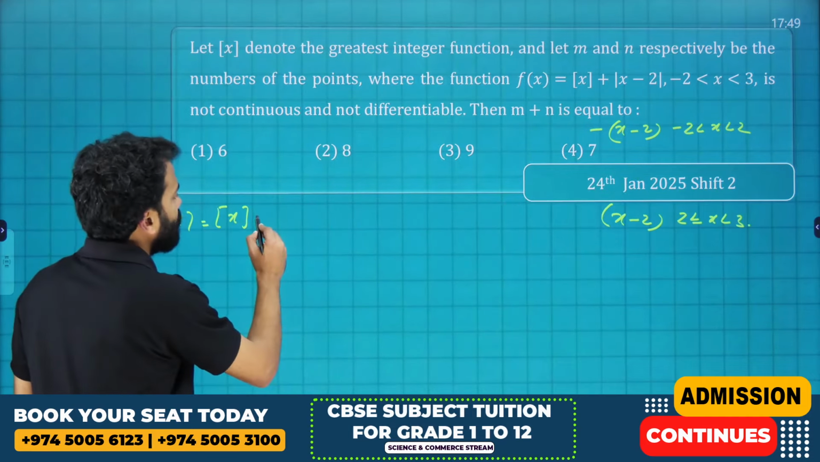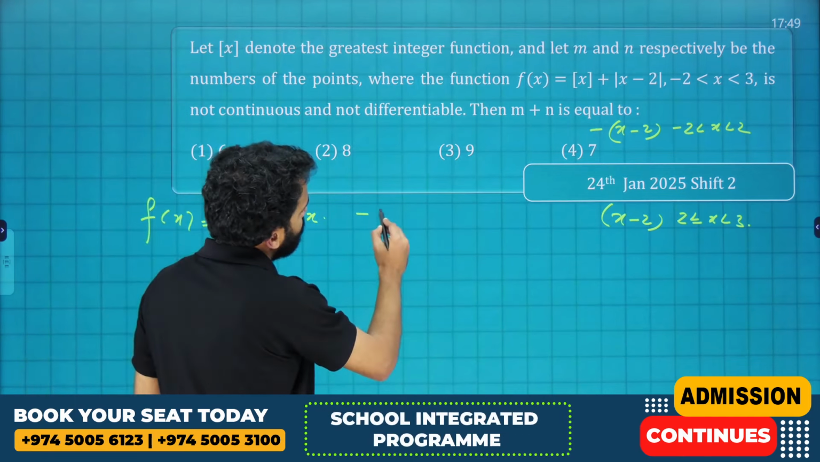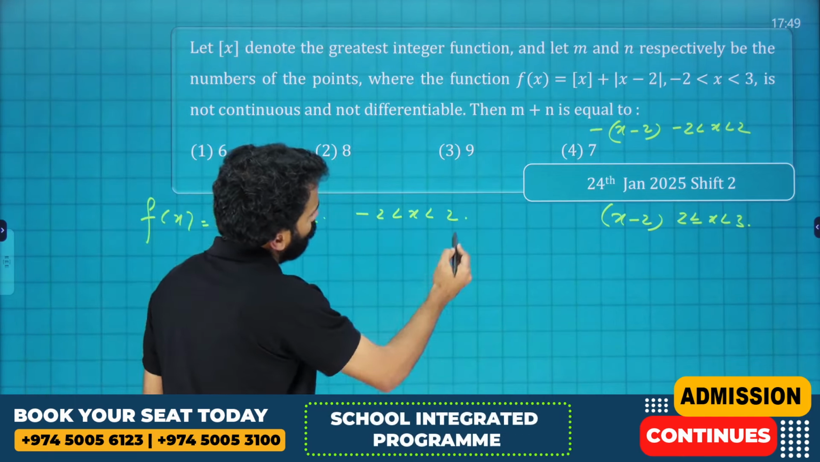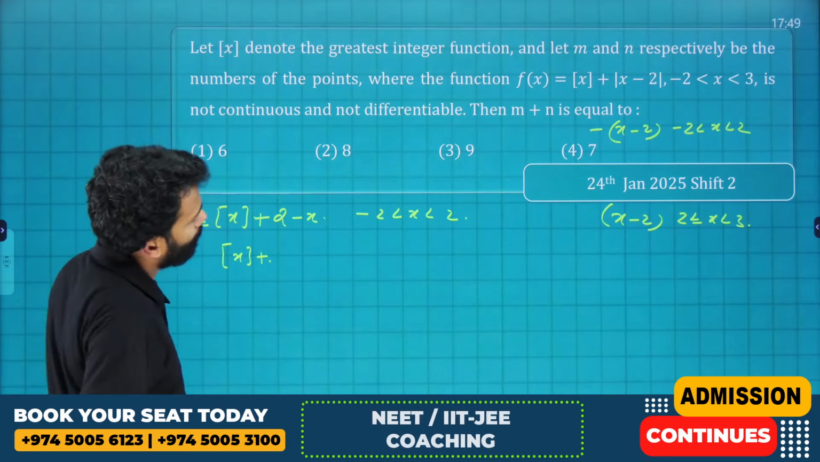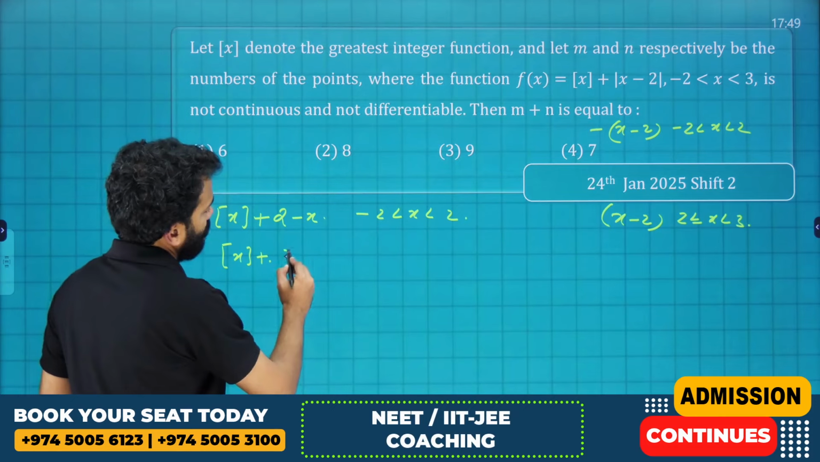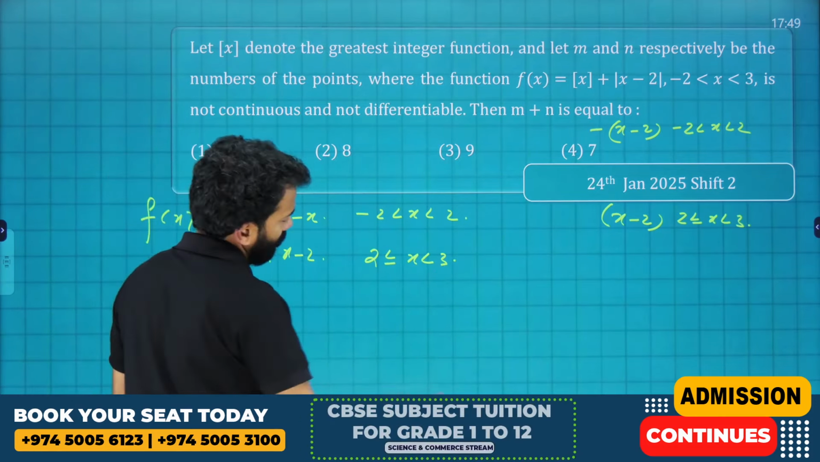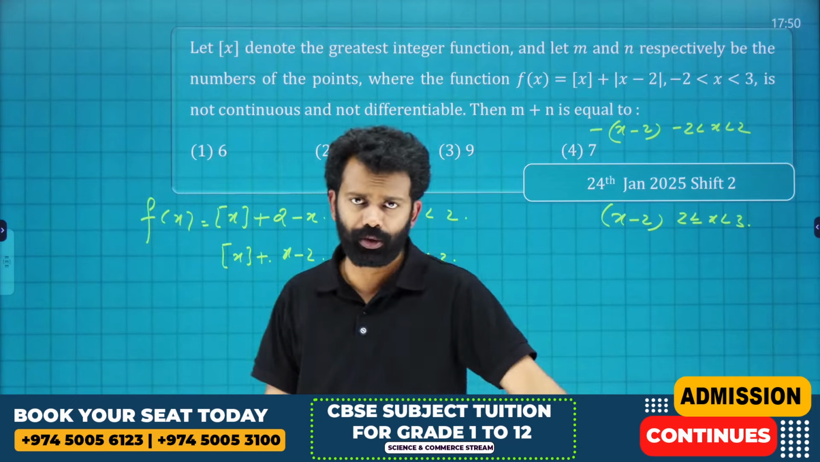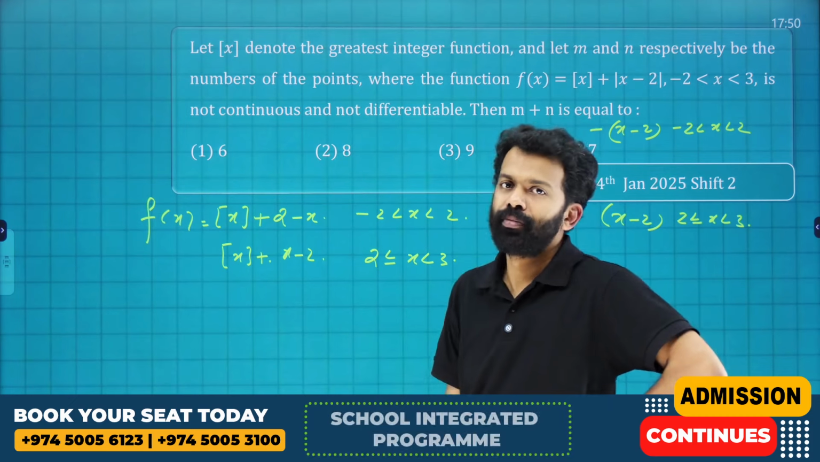That is, it will be mod x, |x + 2| - x for minus 2 less than x less than 2, and it will be |x + x - 2| + x - 2 for 2 less than or equal to x less than 3. Okay, we have formulated the modulus. There is one more thing which we need to formulate here, that is box x. How are you going to formulate that?